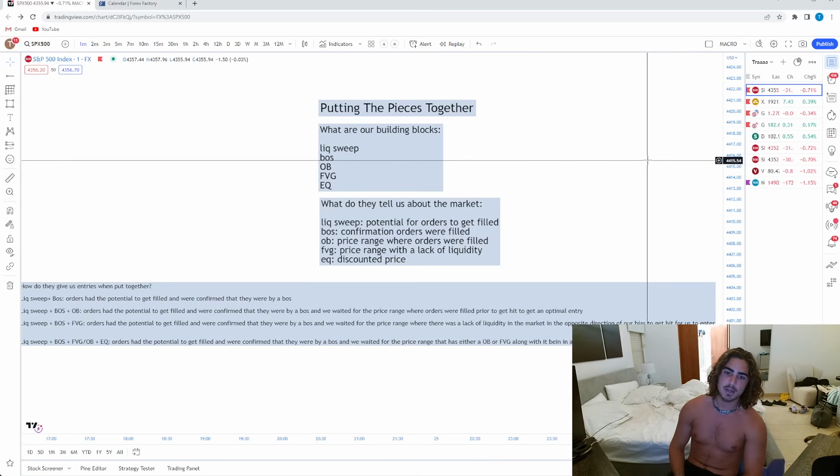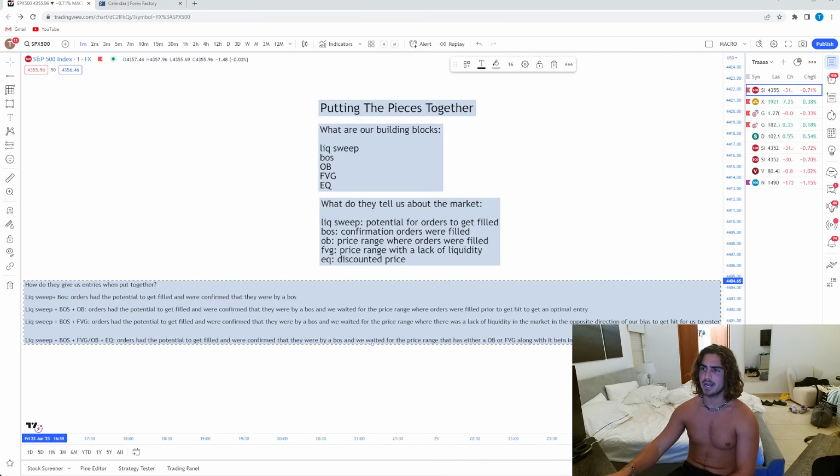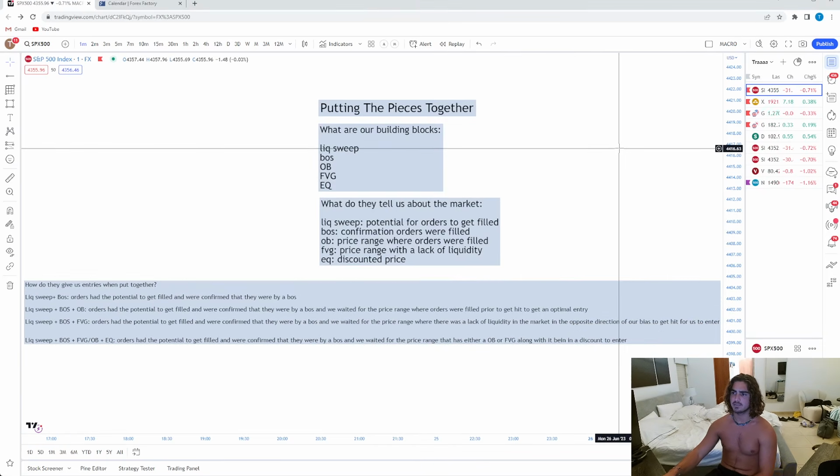And then what is equilibrium? Lastly, it's just finding that discounted price between highs and lows, okay? Write all that down. Write all that down. And let me shrink my face for y'all so you can read this. Write all that down.